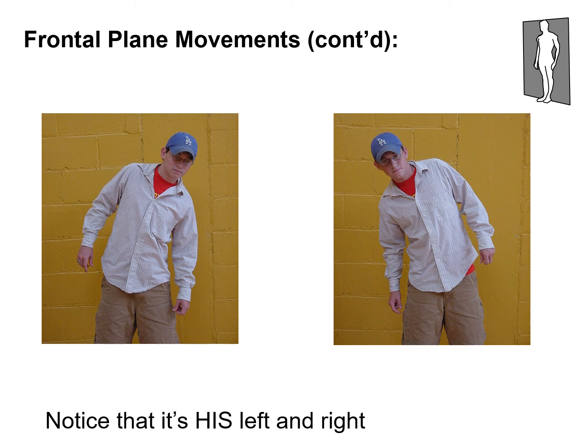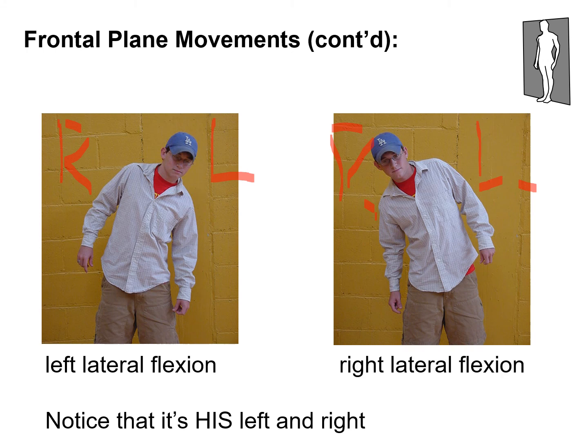And then we have our kind of right and left lateral flexions. So it's important to note that we're looking at this person head on. So this is going to be his right side. This is going to be his left side. Okay? So in this first picture, we see that he's kind of laterally flexing to his left. So we have left lateral flexion. And then he's doing the opposite in the second picture here. We have right lateral flexion.